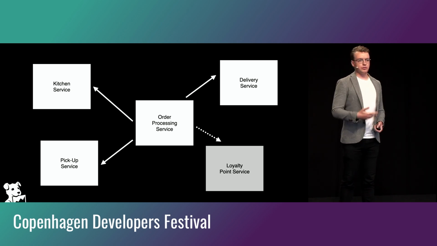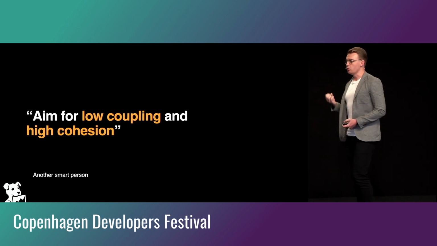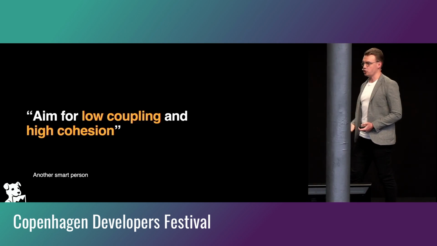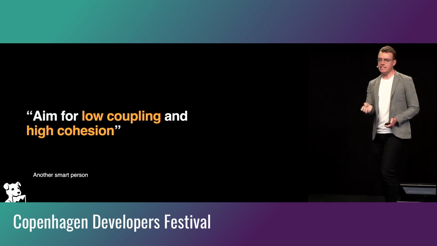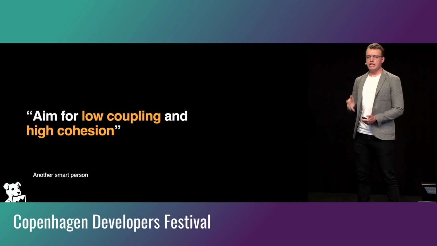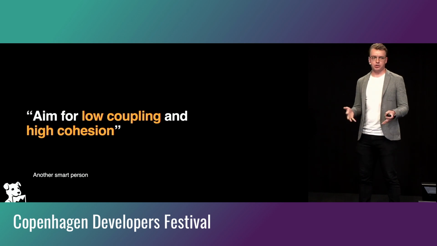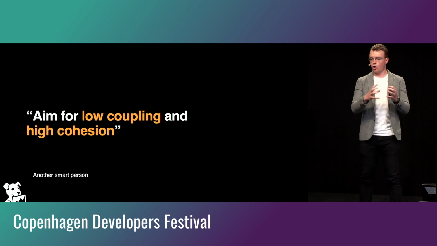And I'm sure some of you will have heard the general rule of thumb in software development, which is that you should aim for low coupling and high cohesion. Now, cohesion is a relatively straightforward one. The idea of cohesion is that things that change together should live together. And you've already kind of got that building microservices architectures, because the features, the functionality that are going to change together are deployed as an independent unit.